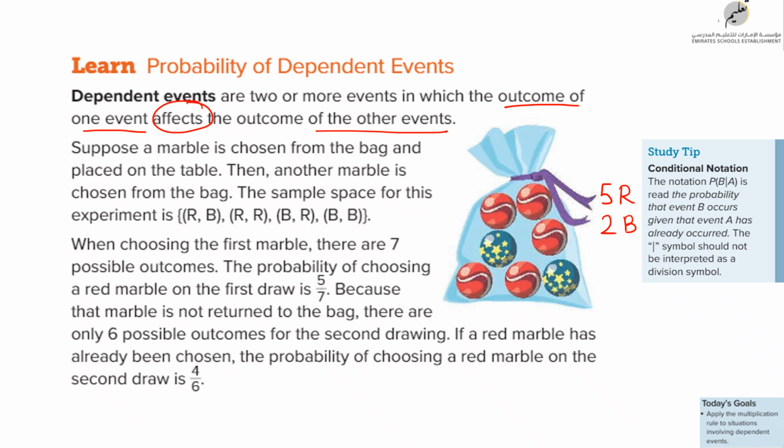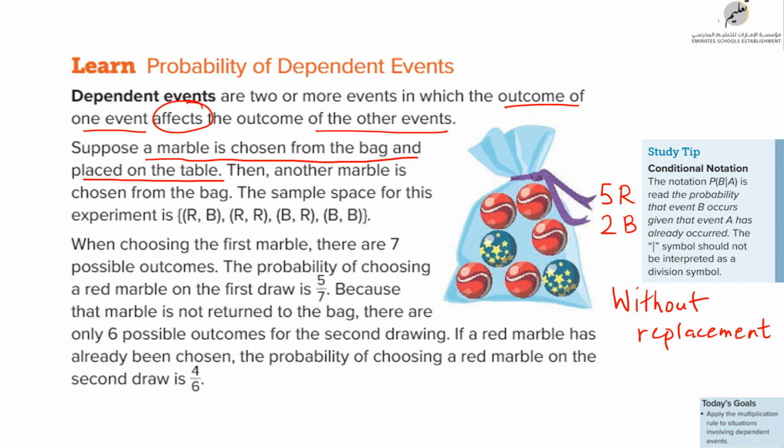Now, remember, when it is a dependent event and we have marbles or balls of different colors, then the event is always without replacement. That means once I take a marble or a ball out of the bag, I'm not putting it back. See, it's written here, a marble is chosen from the bag and placed on the table. We are not replacing it back. So in such a case, the sample space gets affected.